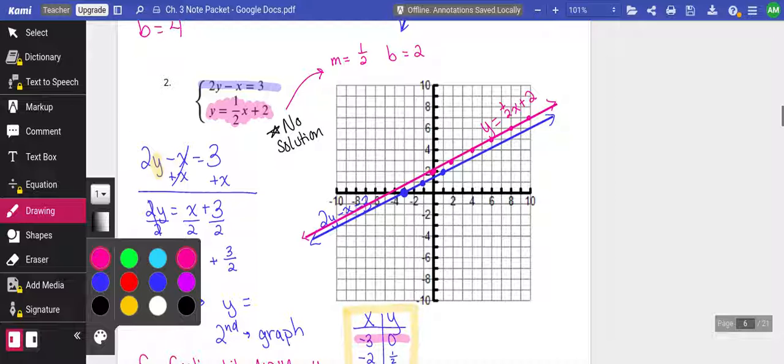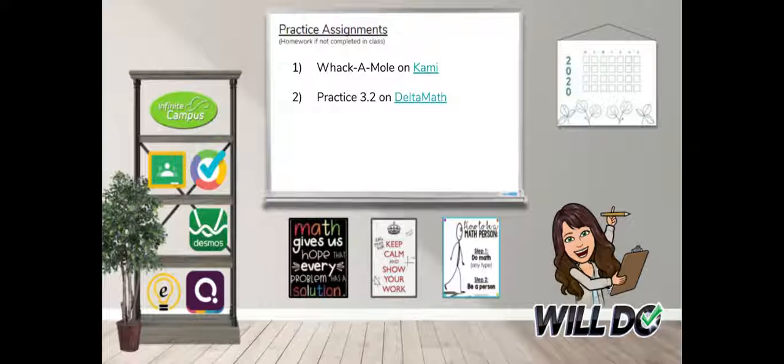All right, now we're going to look at our agenda, finish up with our practice. Your practice today, you have a whack-a-mole activity on Kami that's posted to Classroom, and another activity is to do a couple problems with this on Delta Math.